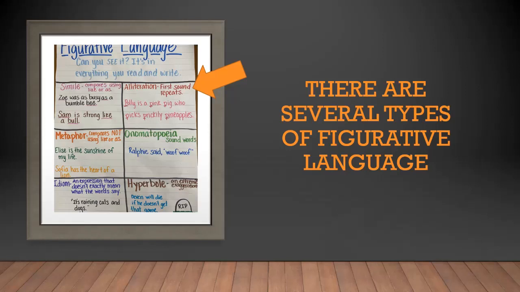So on the left side of the screen, you can see that there are several types of figurative language. Today, we are only going to be doing our main focus on alliteration, but I will briefly describe the other ones that you see before you. So later down the road, we will be learning about similes, metaphors, onomatopoeias, idioms, and hyperboles. So as you can see with the big arrow pointing towards what we're going to be learning today, we are focusing on alliteration.